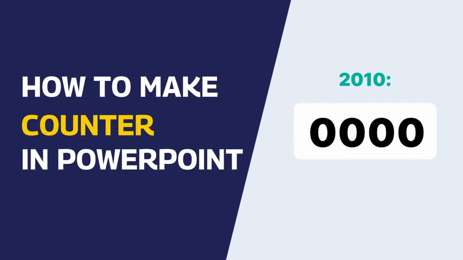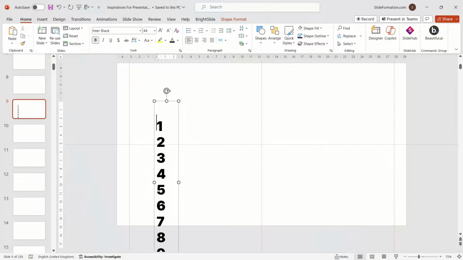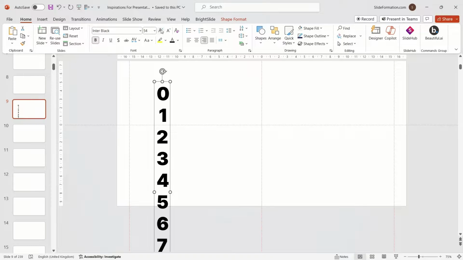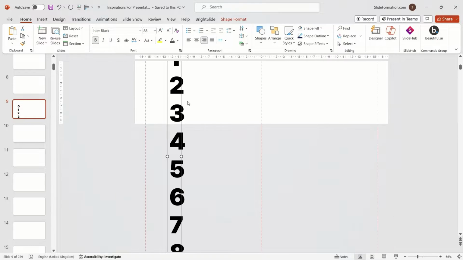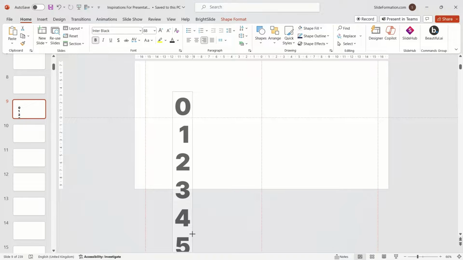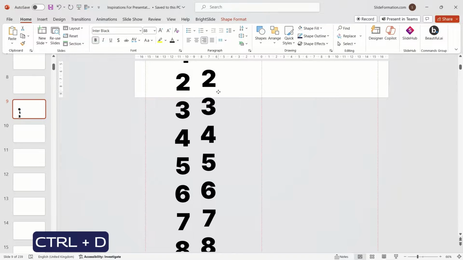How to create such a counter in PowerPoint. Start by inserting numbers from 0 to 9, one below the other. Make them large and align to the right. Place them in the center of the slide and duplicate them several times.